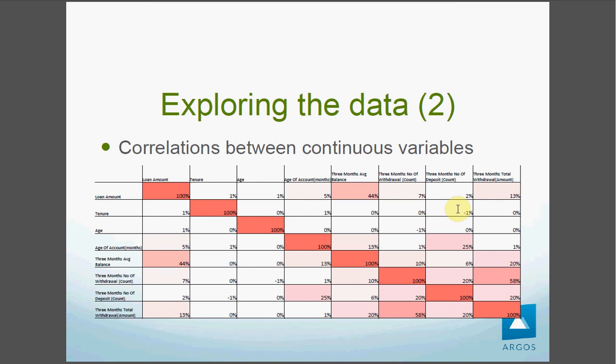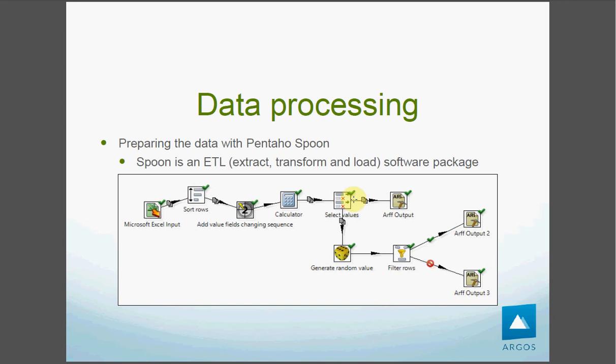We can see a relatively strong relationship between 3 months average balance and loan amount. This makes sense because we would expect someone with a large loan to have a large average balance 3 months into it also. Let's proceed because we aren't done yet.